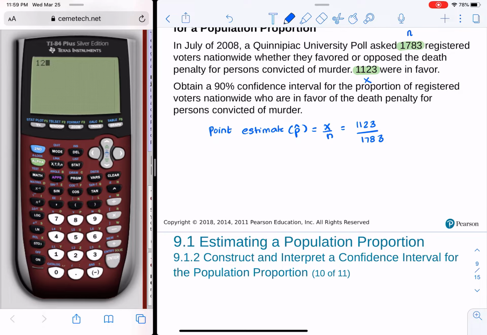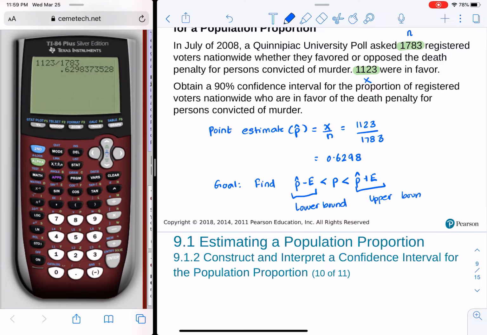So 1123 divided by 1783, we get 0.6298. So our objective or goal is to find p hat minus e less than p less than p hat plus e. And that is the lower bound of the interval, and that is the upper bound for the interval.